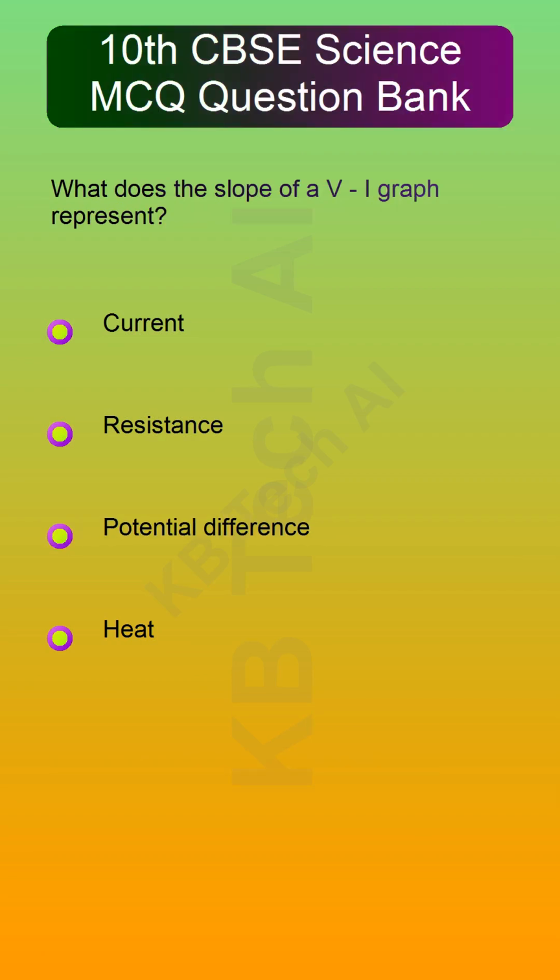What does the slope of a V-I graph represent? Option 1, current. Option 2, resistance. Option 3, potential difference. Option 4, heat.